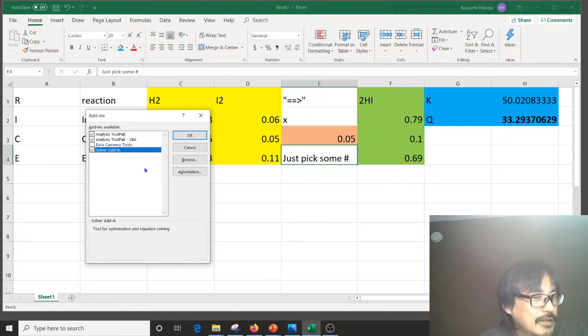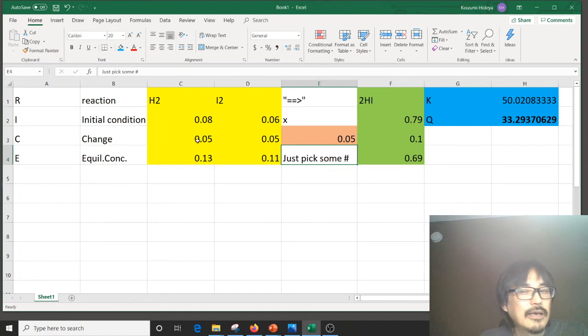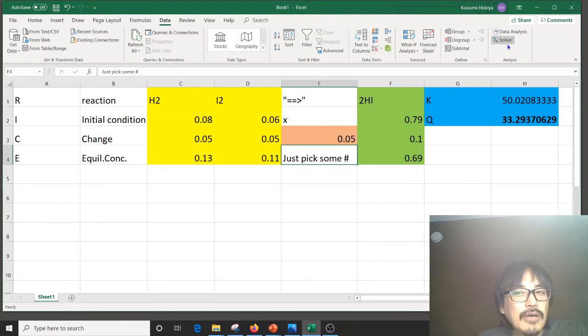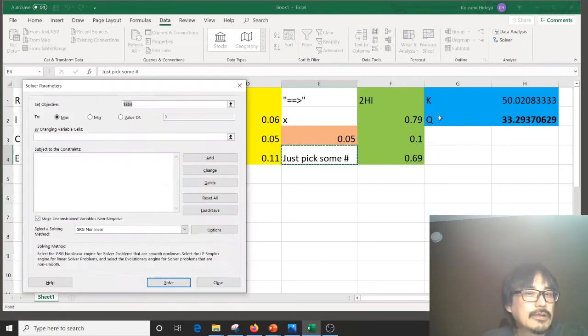So you're going to add this. I already have this one, so I don't want to touch that one. But you need to actually press OK. Okay. So once you OK that one, then go to the Data tab, which is Home, Insert, Draw, Layout, Formula, and then Data. Click Data. Now you actually should have Data Analysis and Solver. So click on Solver right here. If I click on Solver here, you get this beautiful thing.